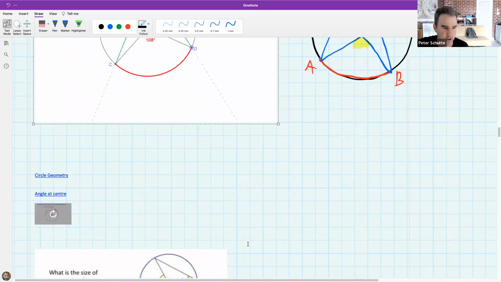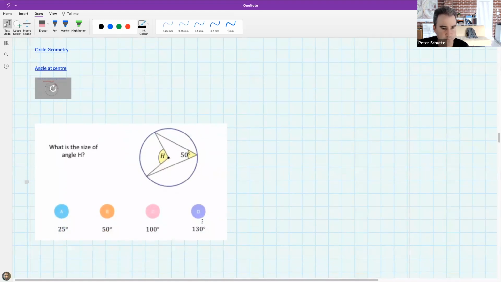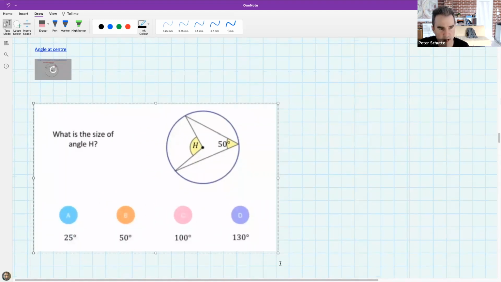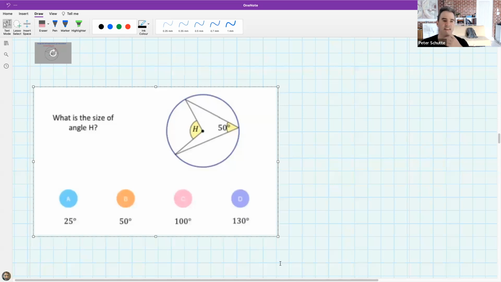So let's see how this looks in a question. Here is a circle. I want you to find the size of angle H for me.